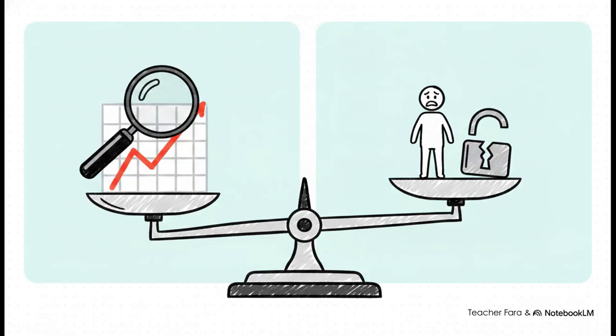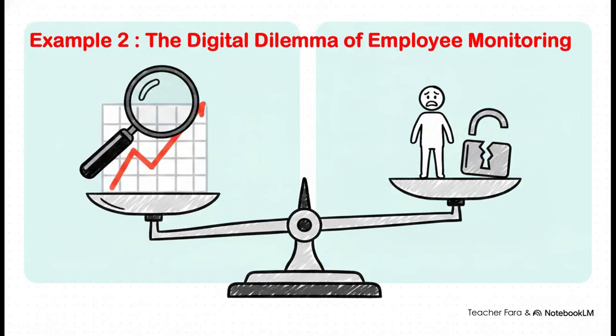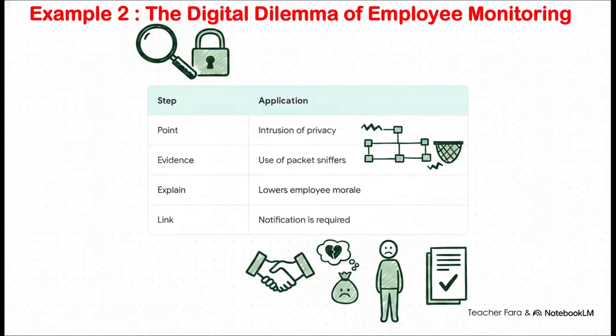Okay, now let's scale things up a bit. Let's tackle a much heavier topic, the digital dilemma of employee monitoring. On one hand, we've got employers wanting to track productivity, and on the other, employees dealing with severe privacy intrusions. Watch how perfectly Peel structures this complex issue.